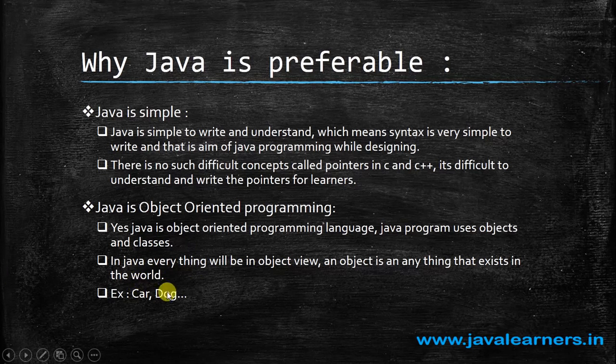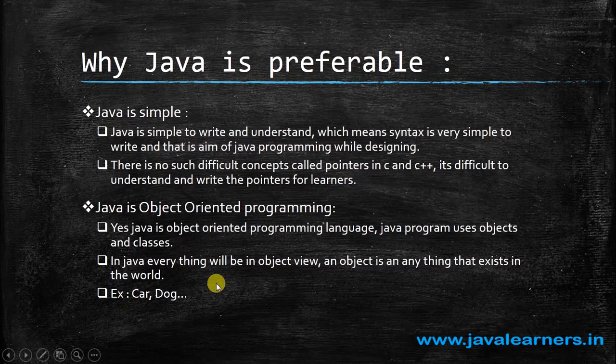For example, a car and a dog. How are a car and a dog objects? You can think of a car as an object. Java will see a car as an object, and a dog is also an object. A dog has a name, color, age, and height. A dog can run, move, and bark. These are all the functions or methods, you can say. Java sees everything in this object view.